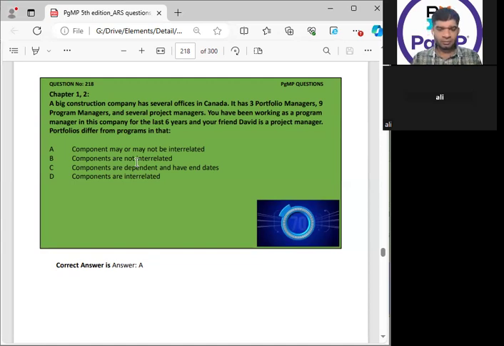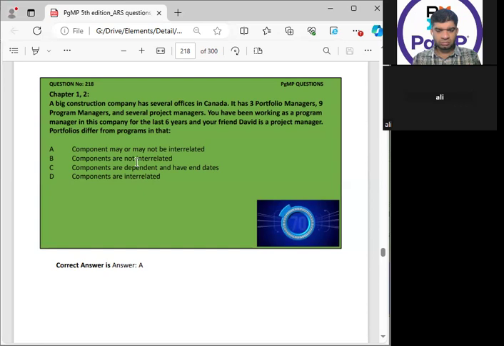So we need to check where we are coming from. Basically, they are not normally asking about the program difference with the portfolio. They are always asking about the portfolio difference with the program. The question can be anything, you have to be careful. We cannot say what will come in the exam, but this type of question will be in the exam. How they mold it is up to the situation.